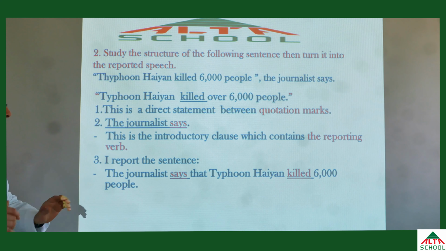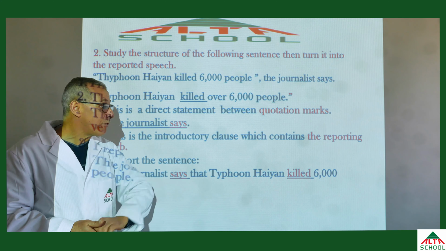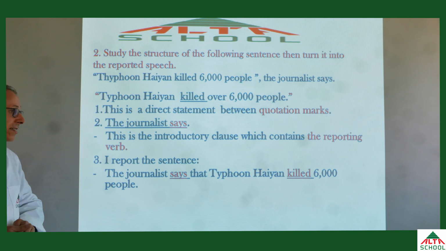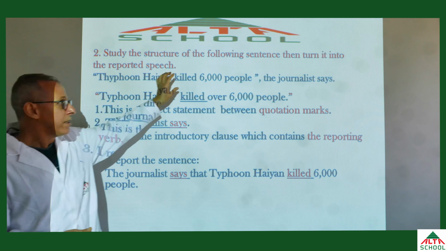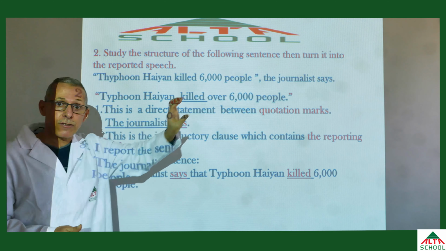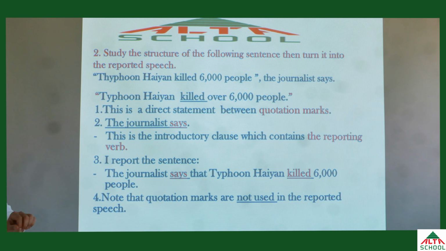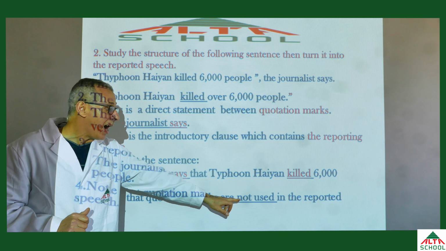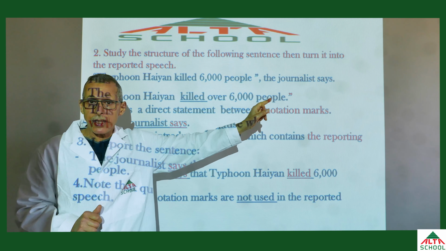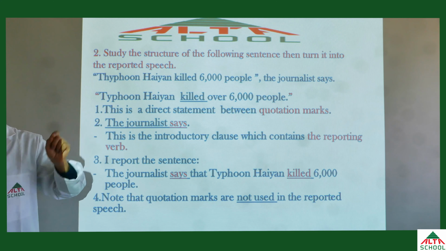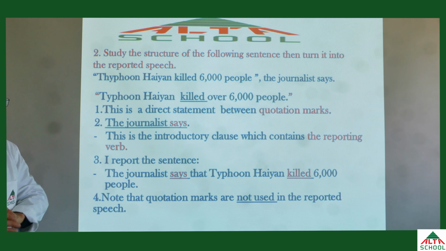Third point, if I turn it into reported speech, I can say, the journalist says that Typhoon Haiyan killed 6,000 people. Okay? So, at the end, we have changed this quote, which is in the direct speech, into indirect or reported speech. You should note one thing, that quotation marks are not used in reported speech. Contrary to direct speech, where we used quotation marks or inverted commas, in reported speech, we have omitted them. Good.